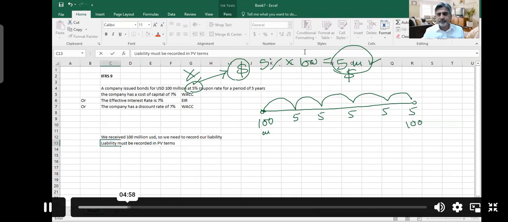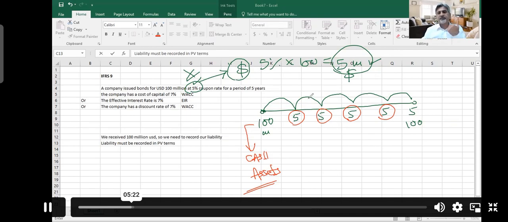My liability is this 5 million, this 5 million, this 5 million. So this 100 I receive in cash today. This is my asset because 100 million comes straight to my bank account. In return for this asset, I have to return back, and these are my liabilities. And because the time period is not the same, because 100 million comes today, but 5 and 5 and 5 I have to pay in future, I need to find out their today's value because I have to record it today.